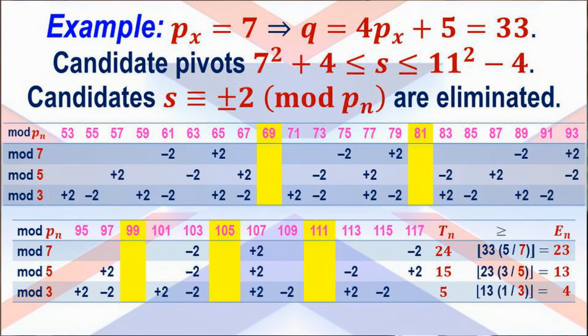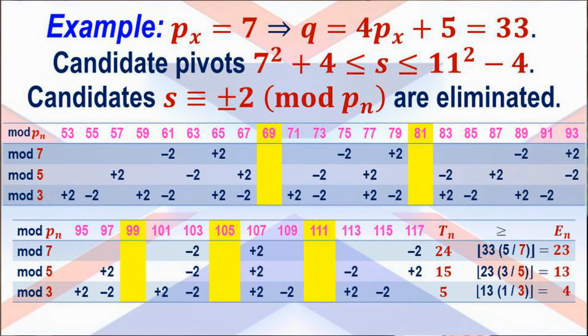Now we take an example of the sifting process, again, the sieve of Eratosthenes or its analogue, and here we take px equals 7, q is then 4px plus 5 or 33. The candidate pivots then on the window of opportunity are from 7 squared plus 4 to 11 squared minus 4. There are 33 of them. You see them there, and we then sift them out, modulo 7, then 5, then 3, and all candidate pivots congruent to plus or minus 2 modulo Pn are eliminated.